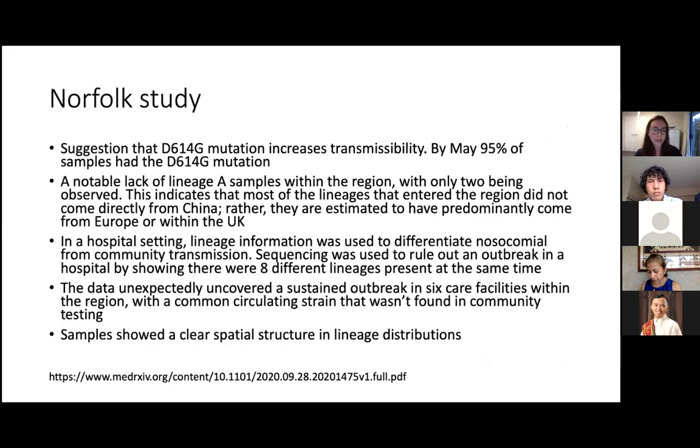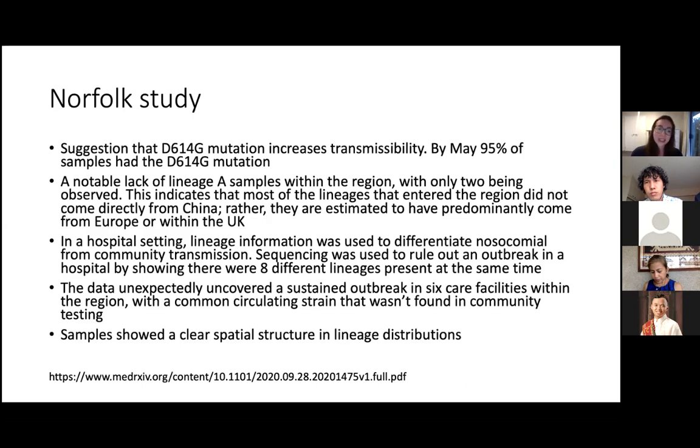There's also a Norfolk study. So this is just studying a big region of the east of England. There's a very big sequencing centre there, so they were well positioned to do that. A couple of observations they made was there is one mutation which has better support than any of the others I've seen for being important, and that's the D614G mutation.